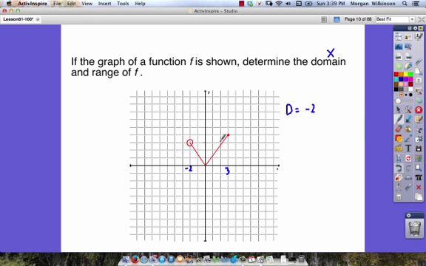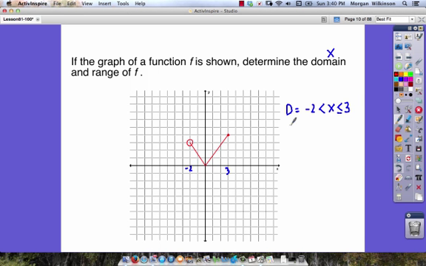for this function. -2 is going to be less than our x values, which is going to be less than or equal to 3. And we just use the less than symbol because we have the open circle, and we use the less than or equal to symbol because we have the closed circle on the 3. So that's our domain. That's everything that's possible on our x-axis.